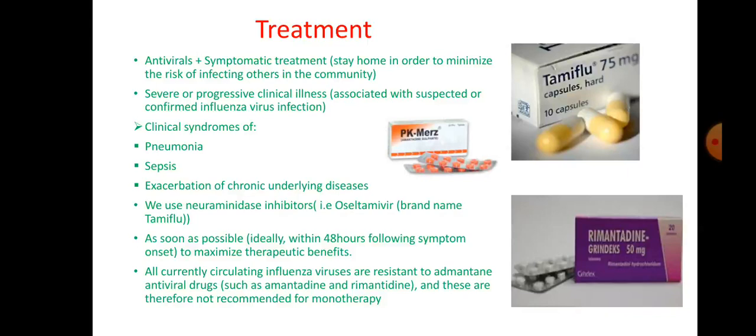So we use oseltamivir, with the brand name Tamiflu, and it's one of the most used drugs all over the world for this influenza virus. The rest are M2 inhibitors. It consists of amantadine and rimantadine.